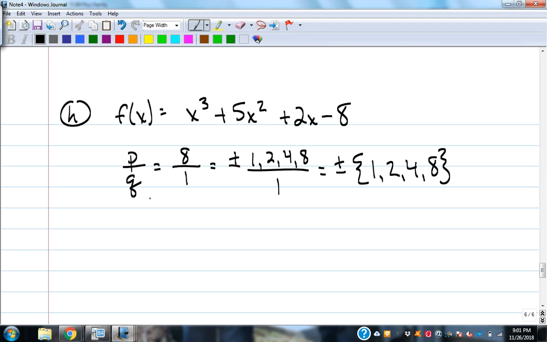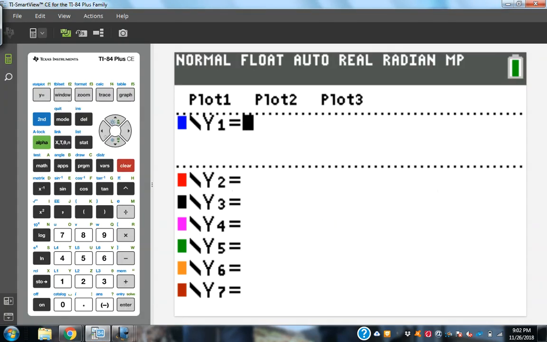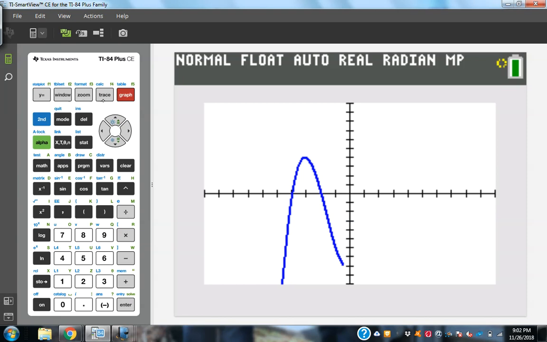All right. The next thing that I'm going to do is what, with that polynomial? Graph it. I'm going to use the graph to help me set up a synthetic division. Okay. So I'm going to take that polynomial, go to y equals, clear out the other one that I was dealing with, go x to the third plus 5x squared plus 2x minus 8. Hit graph. And see where that thing's crossing the x-axis.